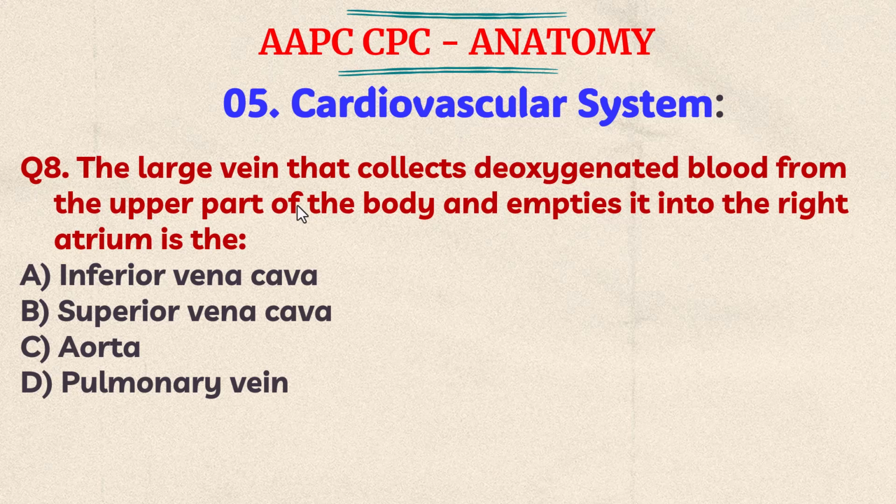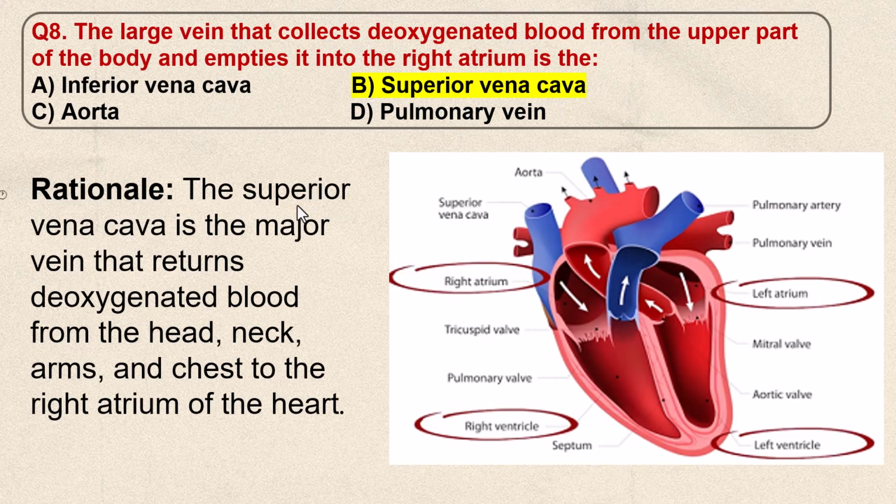Question number 8. The large vein that collects deoxygenated blood from the upper part of the body and empties it into the right atrium is the A. Inferior vena cava, B. Superior vena cava, C. Aorta, D. Pulmonary vein. Think the answer. So the correct answer is B.